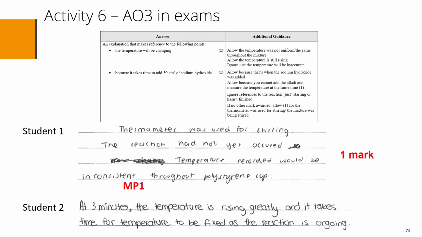Let's have a look at student 2. After 3 minutes, the temperature is rising gently. It says in additional guidance, allow temperature still rising. So that scores MP1. And it takes time for the reaction to be fixed. There's no mention of the sodium hydroxide being added, so they can't have MP2. So only 1 mark.